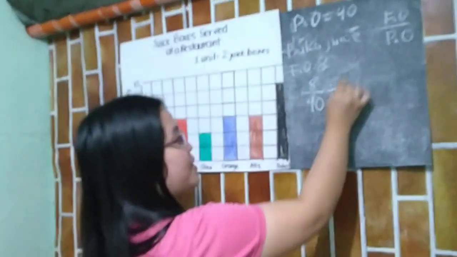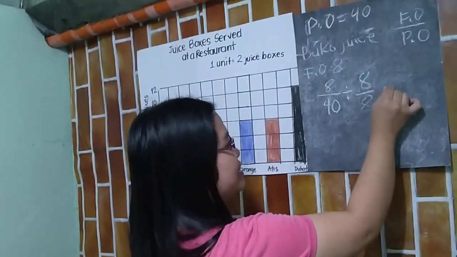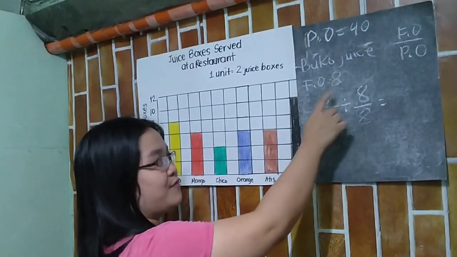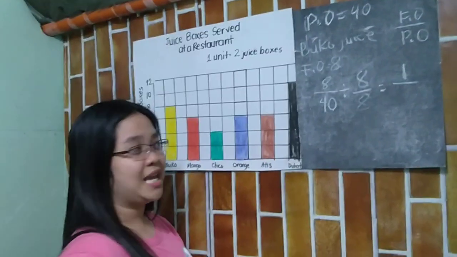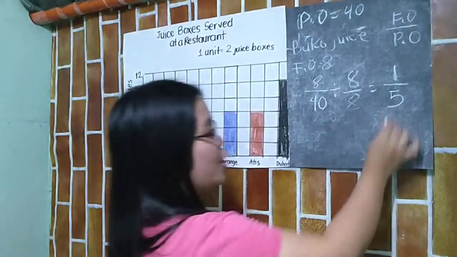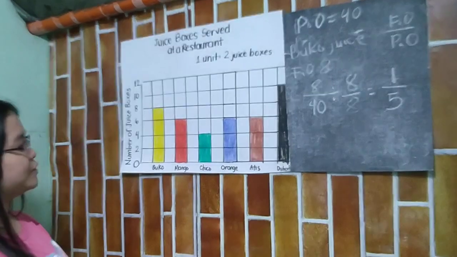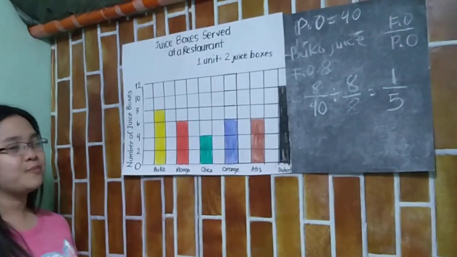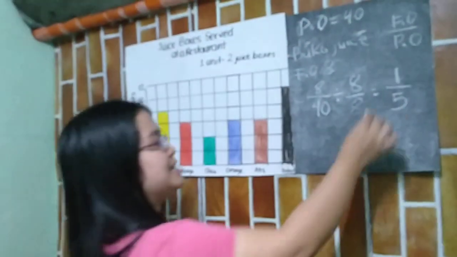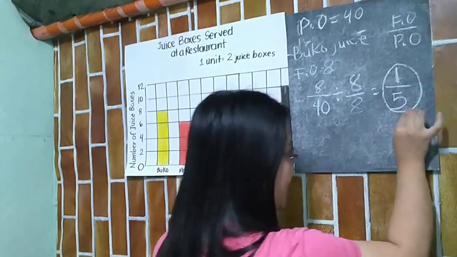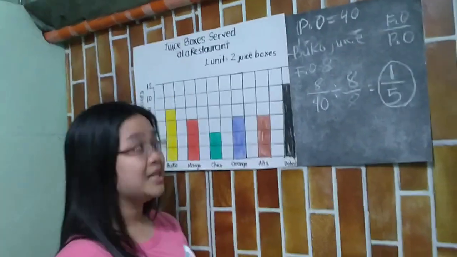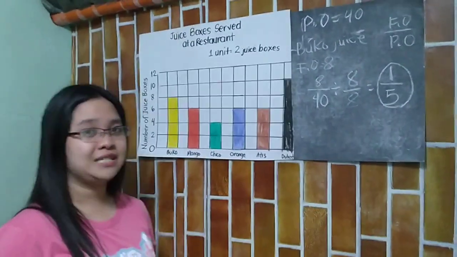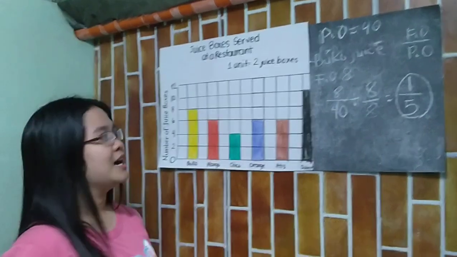So we have to divide both sides by 8. So that will be 8 divided by 8 is 1, and 40 divided by 8 is 5. So the probability of the buko juice to be served at a restaurant is 1/5. Okay? I get that 1/5 because 8 over 40 is being simplified by using its GCF. Okay? Next.